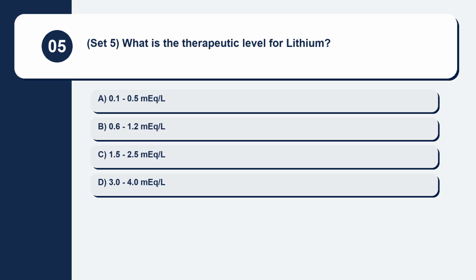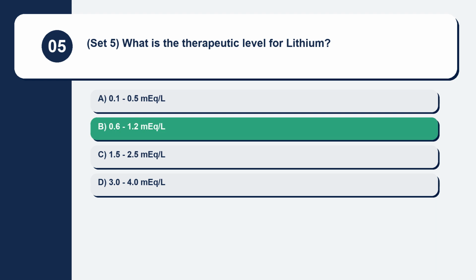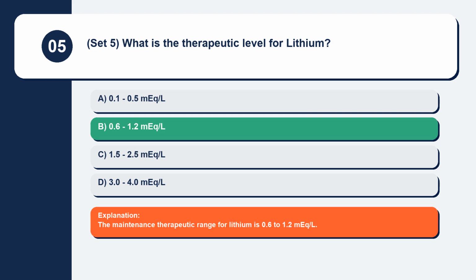Question 5. Set 5. What is the therapeutic level for lithium? 0.1 to 0.5 milliequivalent/L, 0.6 to 1.2 milliequivalent/L, 1.5 to 2.5 milliequivalent/L, 3.0 to 4.0 milliequivalent/L. The maintenance therapeutic range for lithium is 0.6 to 1.2 milliequivalent/L.